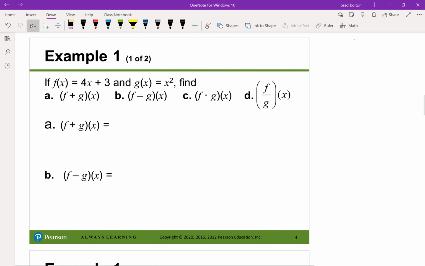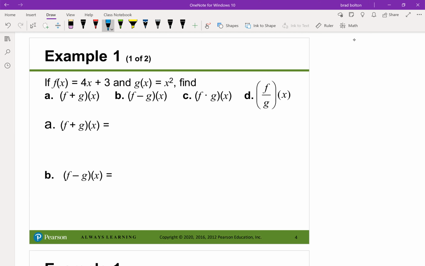So let's do a little practice with that. When I say let's do part A, B, C, and D, the first one will be part A and B on this first page. And then on the next page, we'll do A and B, and on the next page, we'll do C and D.